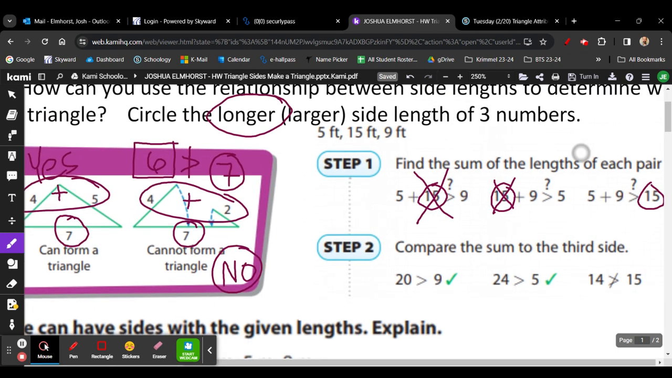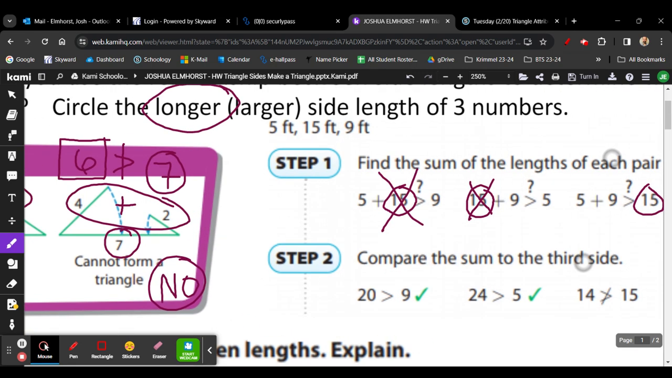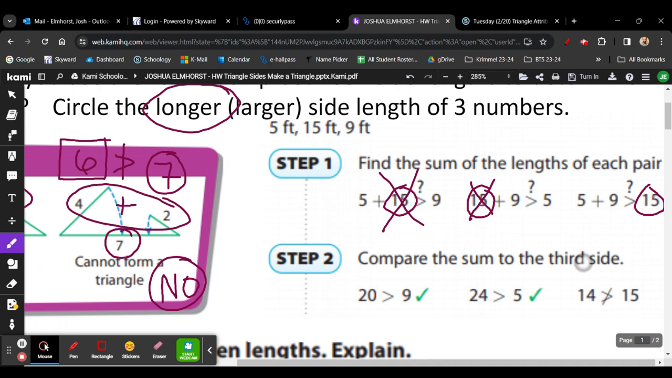So now we look at the last one. Is 15 the longest side? Is it being added to a shorter side? No, it's not. So this one is fine. So now that we got the longest side, we're going to add in the two shorter sides. So what's 5 plus 9? Now we do the comparison. Is 14 long enough to make a triangle with 15? No. So down below, that is a sum comparison example.